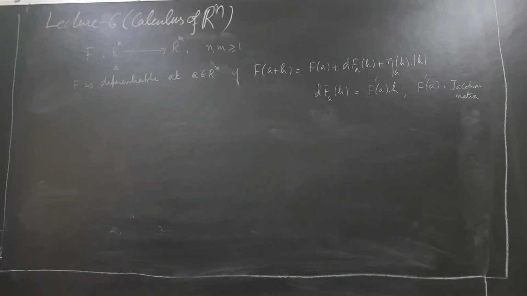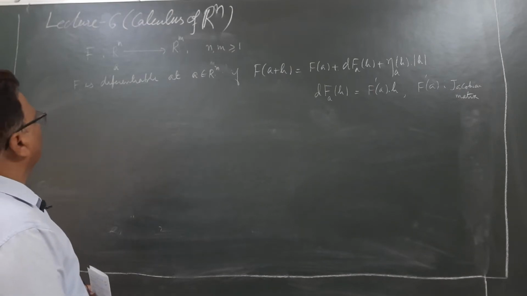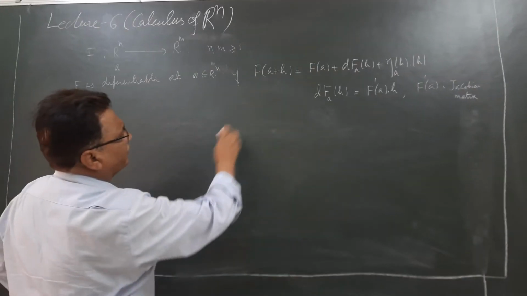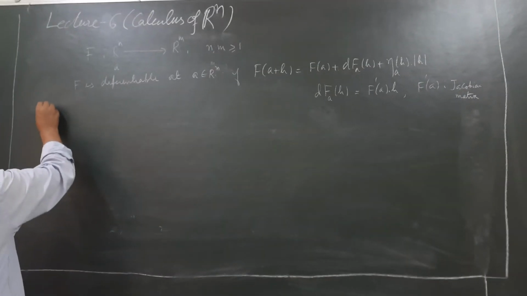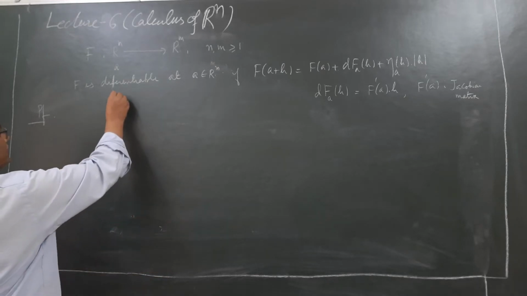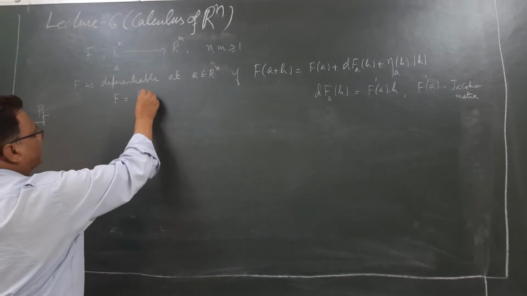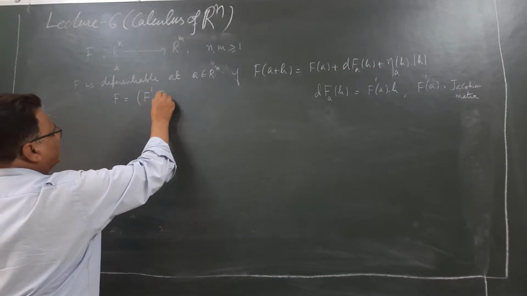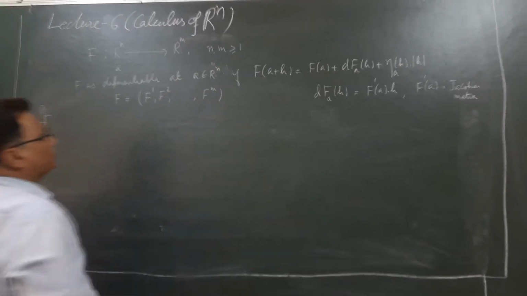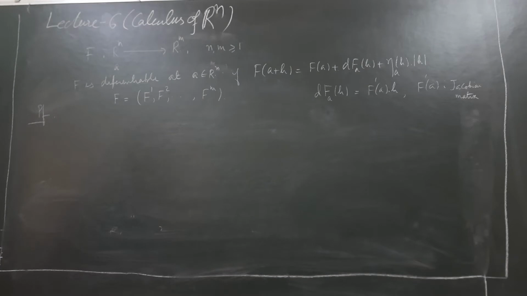Alright, so this is the definition to be kept in mind. Now I will be showing that each f is differentiable if and only if each of its components is differentiable. Let us look at the proof. I will assume first that each component of f is differentiable. So let me write down the components of f as f1, f2, f3, fm. So these are the components of f.